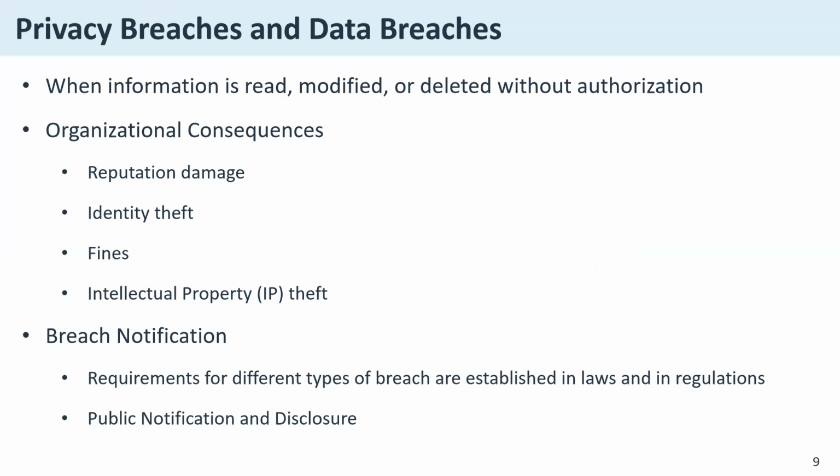Then let's talk about privacy breaches and data breaches. So you see the word breach. Anytime you hear the word breach, it means that data has gone into the wrong hands. Data has either been stolen or exfiltrated, has left the data custodian. So when information is read, modified, or deleted without authorization, we classify that as a breach. When you say you have a data breach, that means data has been compromised. When you have a privacy breach, that means PII has been compromised.